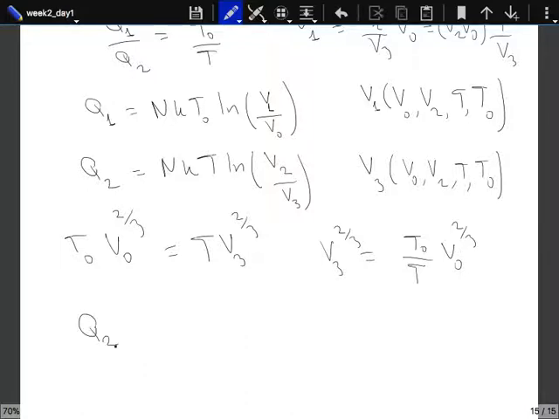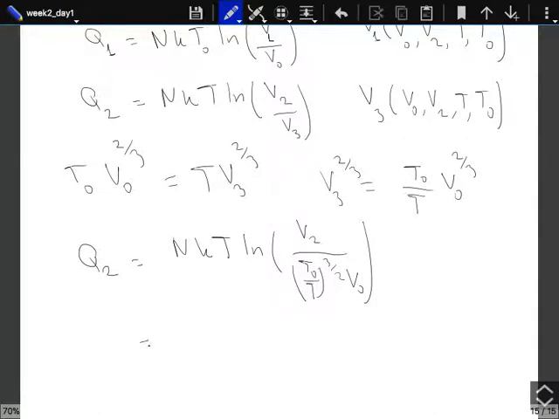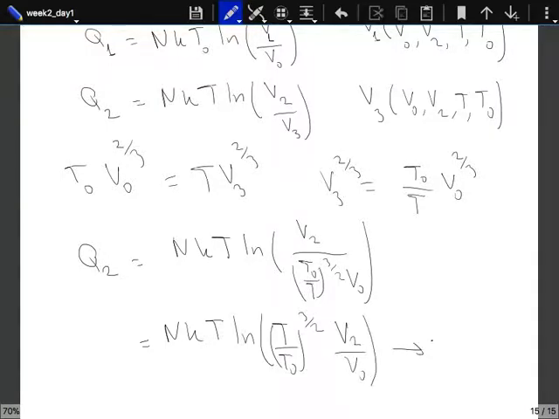So the amount of heat I take from the lower reservoir at every cycle will be nkT, the temperature of the lower reservoir, logarithm of V2 over V3. Well, V3 is T0 over T to the power 3/2 times V0. This is nkT logarithm of T over T0 to the power 3/2 times V2 over V0, which goes to 0. So the amount of heat I extract from the lower reservoir gets smaller and smaller at every step.